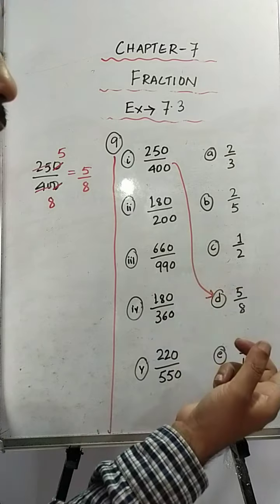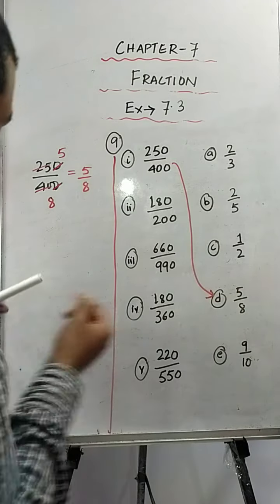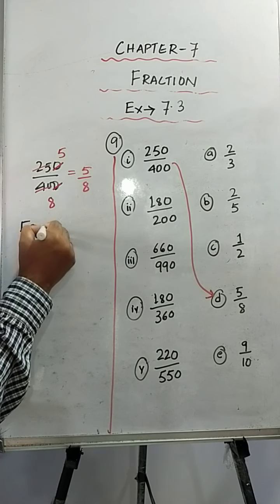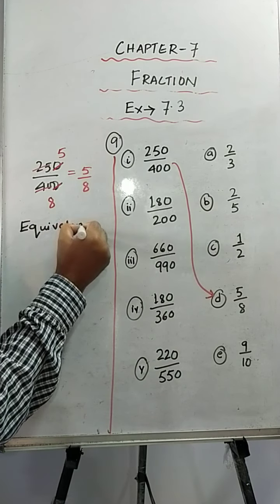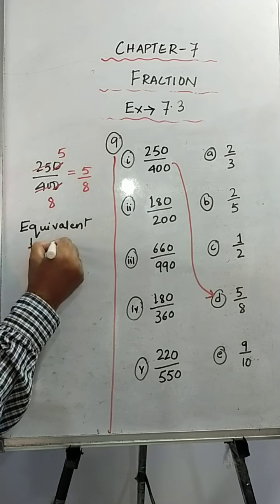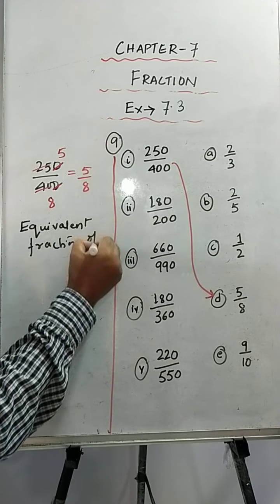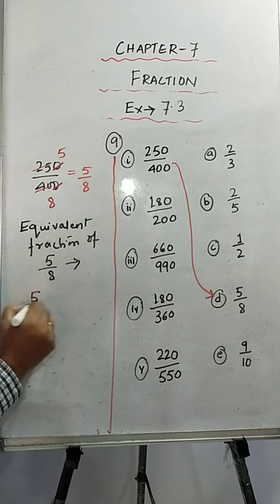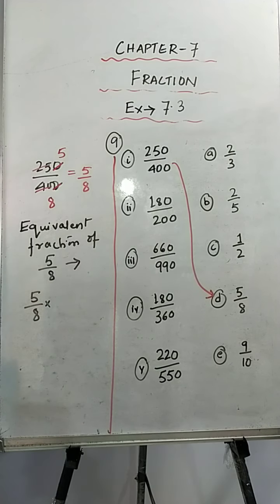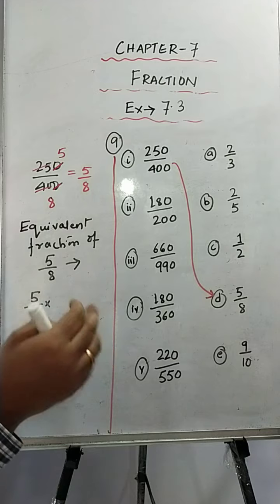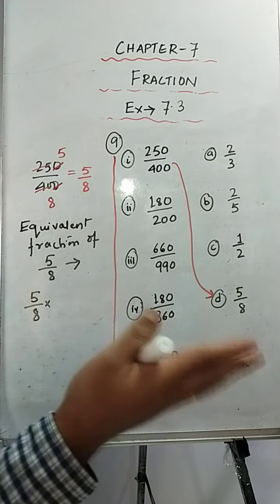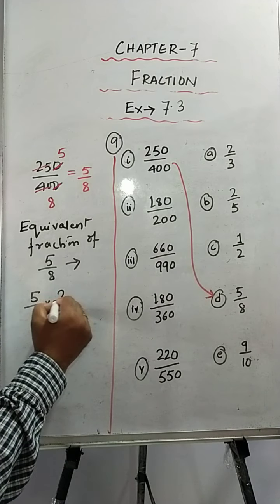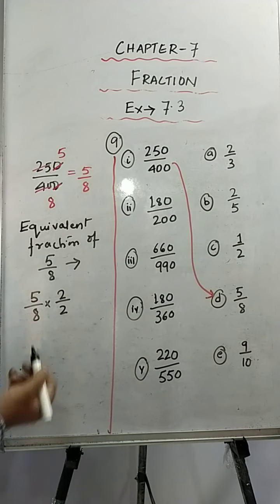Now we also have to write two equivalent fractions for 5 by 8. Now see how to find equivalent fractions. Once we have written 5 by 8, you choose any number, 2, 3, 4, 5, 6, any number. Suppose I have chosen 2. Now this 2 we need to multiply with the numerator as well as with the denominator also.